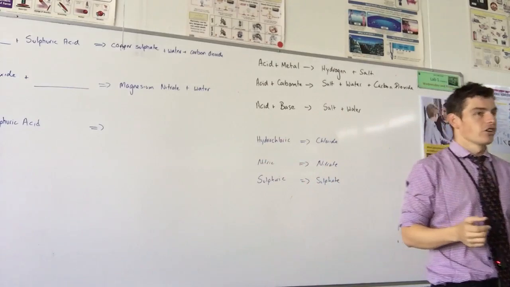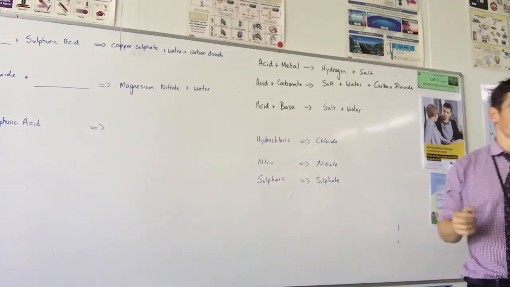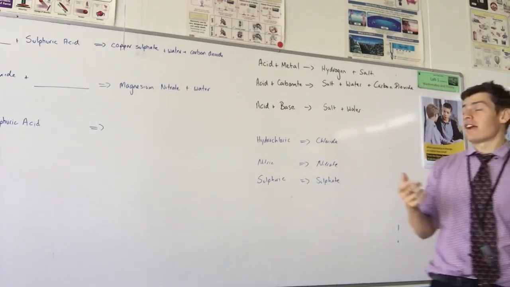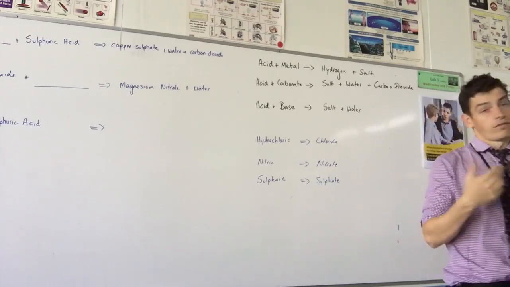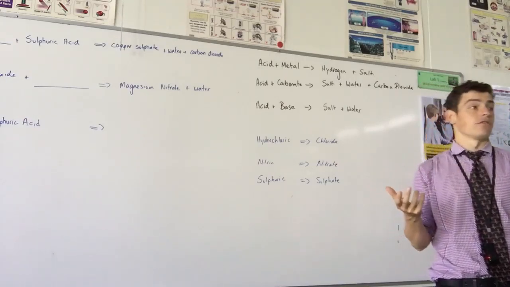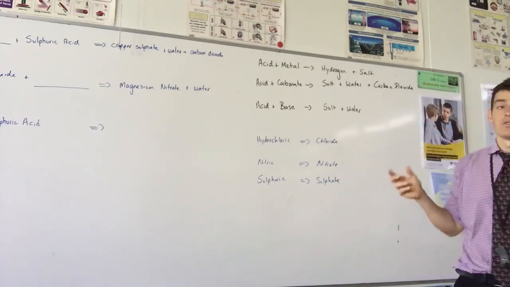How do we know if we've got an acid? Has the word acid, very good. How do you know if you've got a base? What's the key word for base? Oxide, we're looking for the word oxide. How do you know if you've got a carbonate? Look for the word carbonate. How do you know if you've got a metal? Metal by itself, correct.